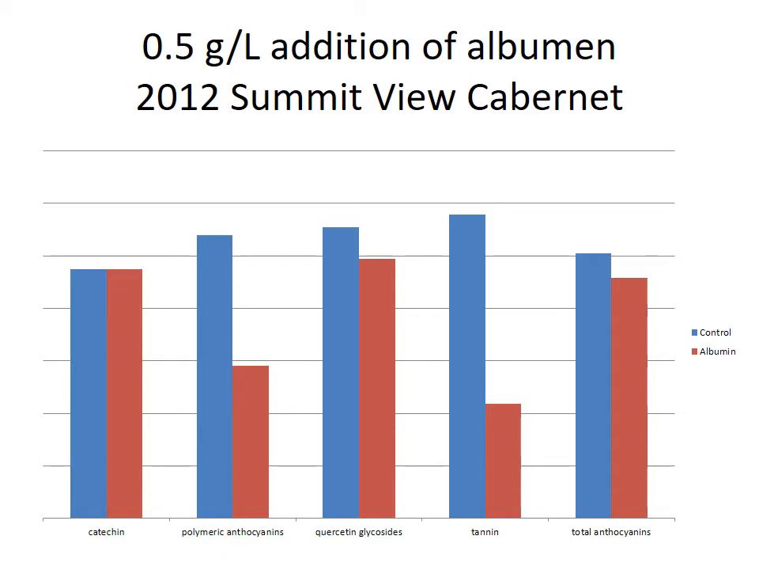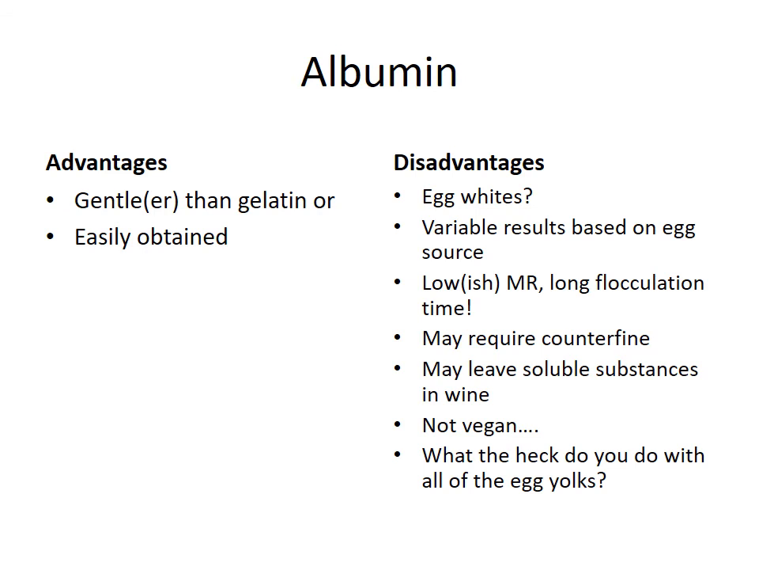That's kind of always been interesting to me about egg whites, that we just add these willy-nilly as a standard operating procedure to a lot of wines. So the advantages to albumin: it can be gentler than gelatin, but it's not necessarily as gentle as isinglass. It's really good at removing condensed tannins, which are polymeric anthocyanins.